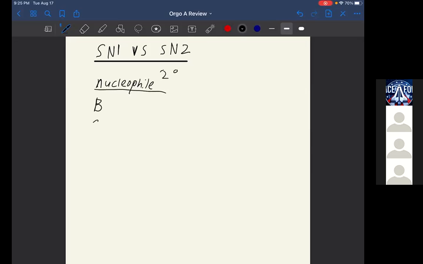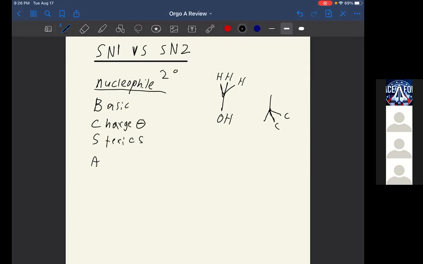So the more basic the molecule, the better the nucleophile. Nucleophiles usually have a negative charge on them. Electrophiles, of course, have a positive charge on them. Sterics: the less sterically encumbered it is, the better the nucleophile is. So for example, if you have something that looks like this compared to something that looks like this, this is going to be the better nucleophile because this has 3 carbons on it and this has hydrogens, which wouldn't actually interact with the nucleophilicity. So this would be a better nucleophile because it's less sterically encumbered with large functional groups such as carbons.